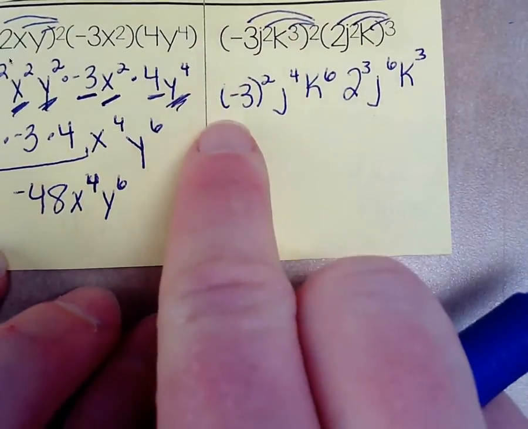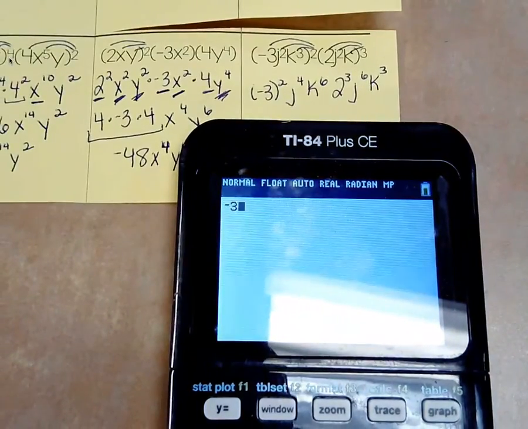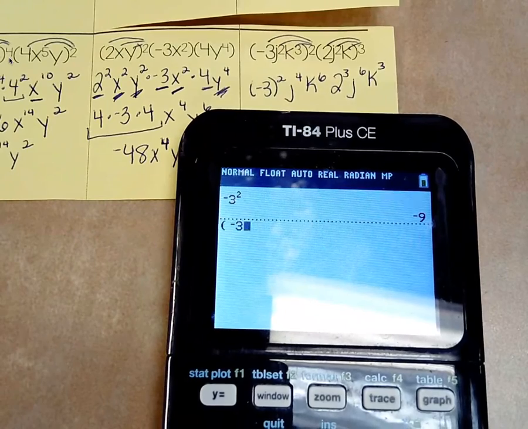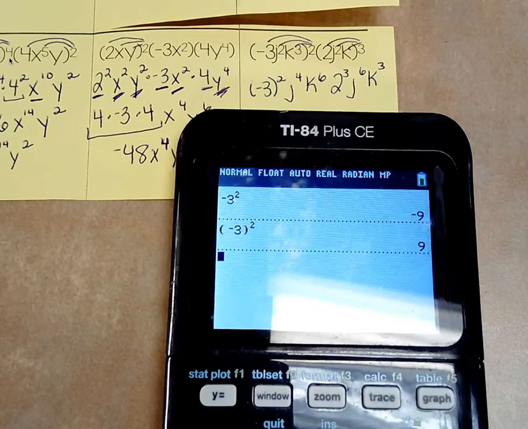So the reason why this is tricky, because I'll show you what happens in the calculator. Negative 3 squared. But if I put it in parentheses, it changes the sign. That's why if you have a negative term being raised to a power, put it in parentheses. Because you'll get the wrong answer if you don't. You'll get a positive instead of negative.